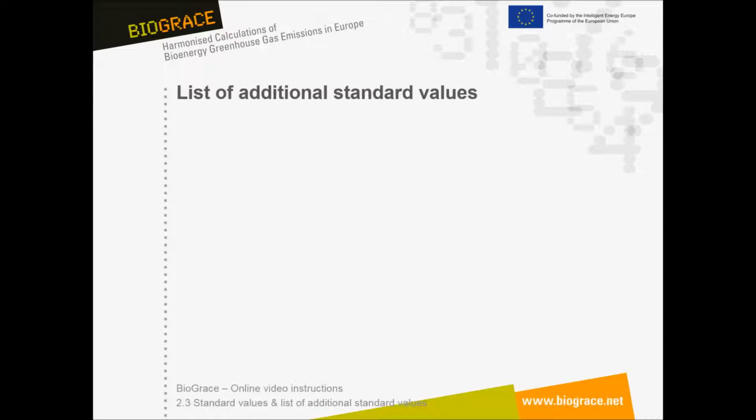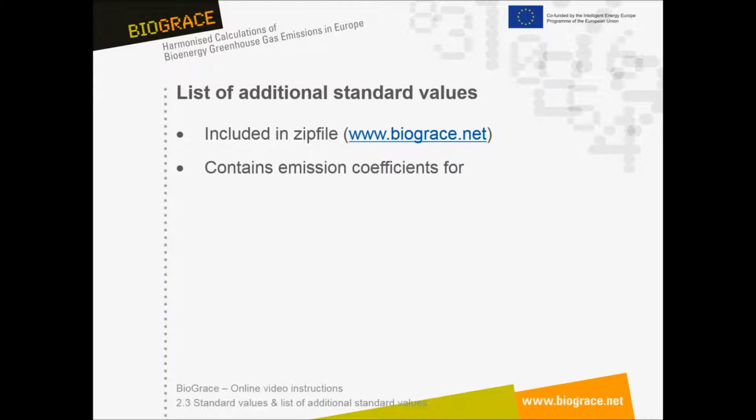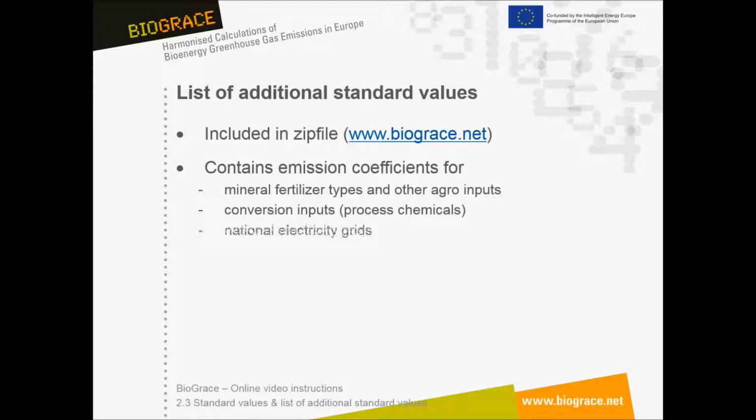BioGrace has also developed a list of additional standard values. These are values that do not come from JRC like the other standard values, but were found from other sources. The list contains emission coefficients for mineral fertilizers and other agro inputs, for other inputs into biofuel conversion like process chemicals, for the average emission from grid electricity from individual countries in Europe and on other continents, for solid and gaseous biomass sources for energy, and transport efficiencies for pipeline transport.